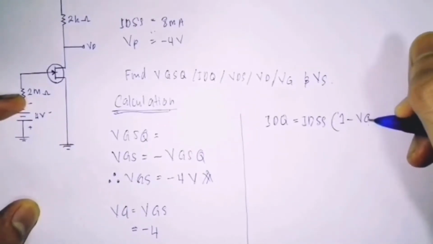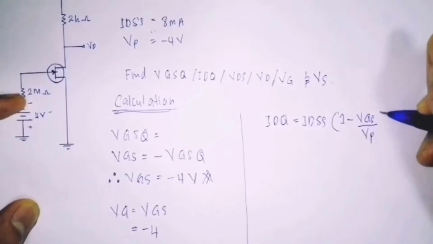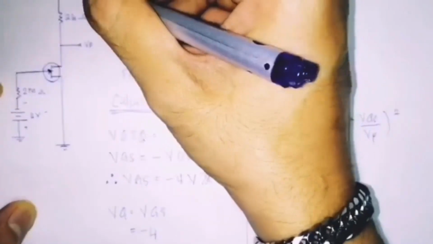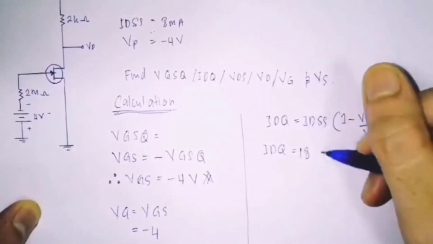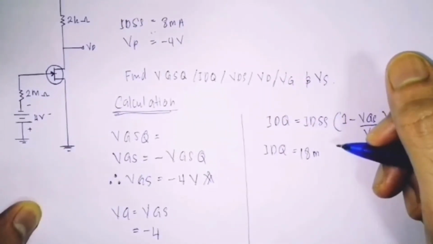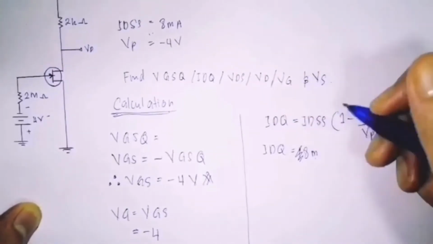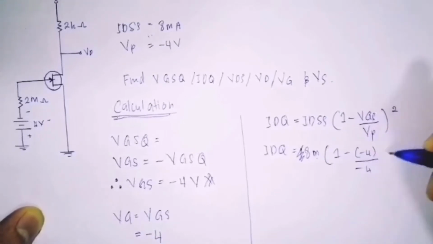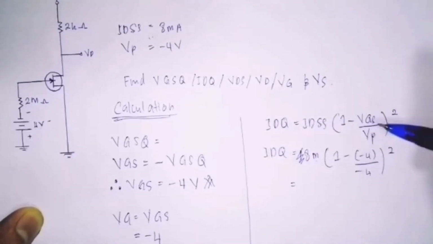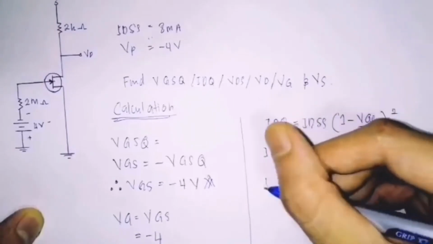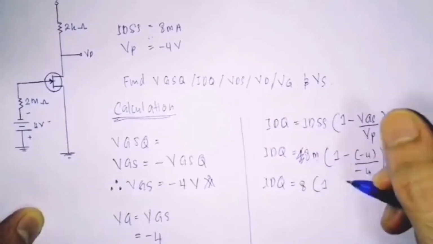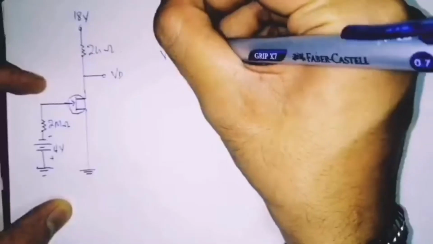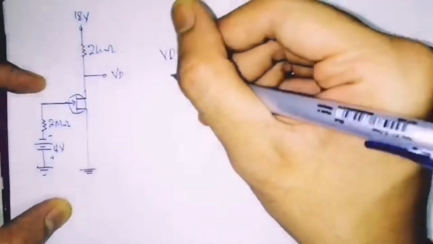IDSS times 1 minus VGS over VP, squared. So we know that the IDSS is 8 milliampere. 1 minus negative 4 over negative 4, squared, is the answer. Then we know the IDQ is 8 times bracket 1 minus 1 squared, the answer is 0.